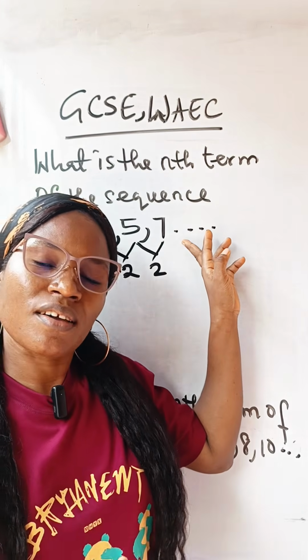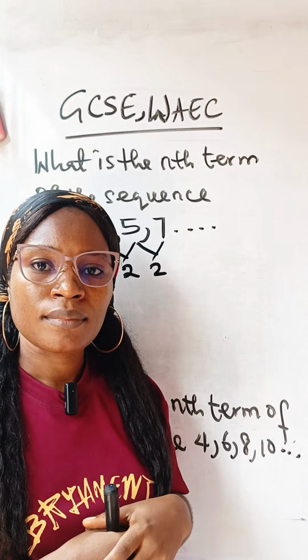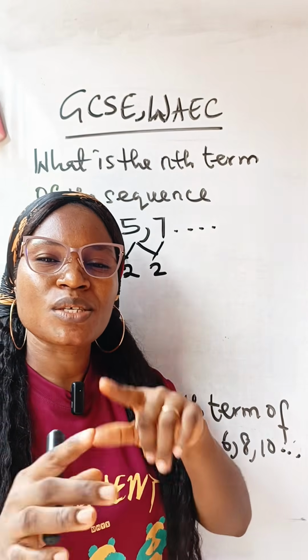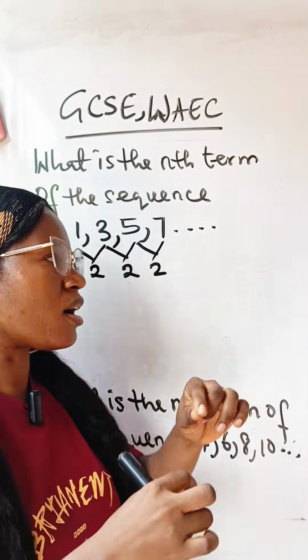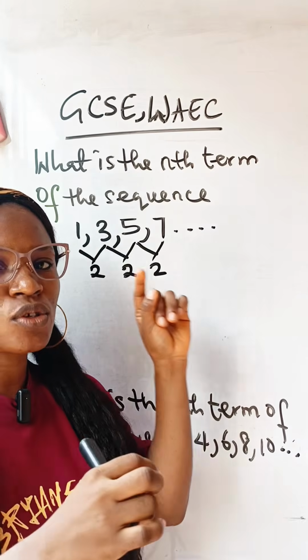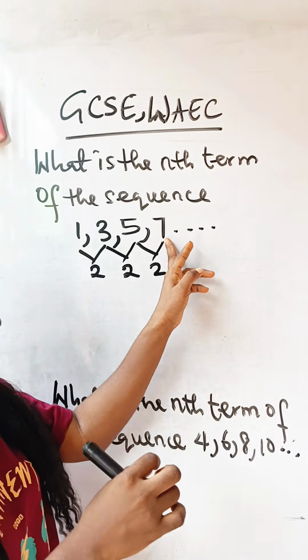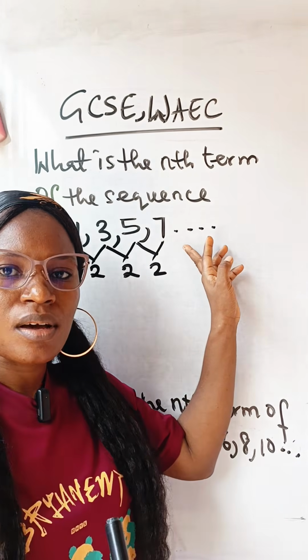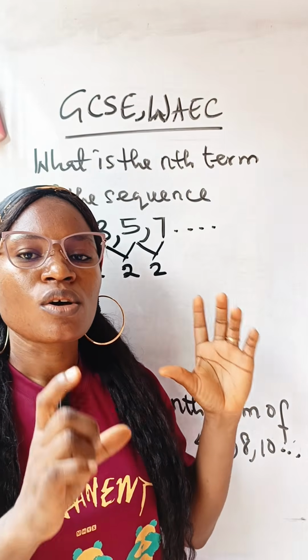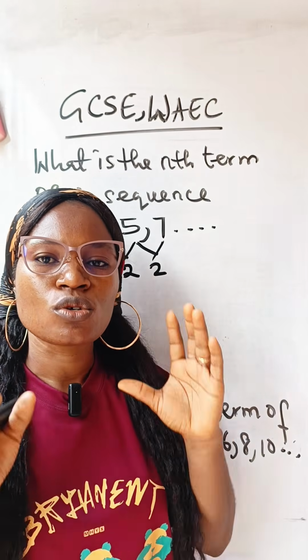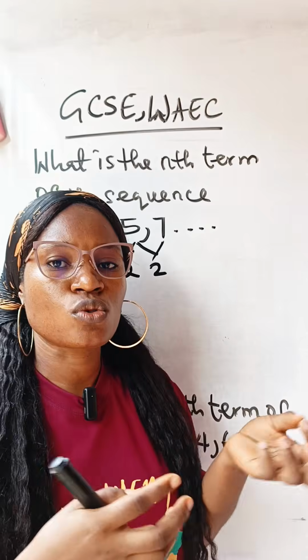But what if I tell you to give me the 100th term? Can you give me the 100th term? That is where you need a formula. There must be a formula that is governing this, that once you put in the position, for example, if I put in the 4th position, I'll get 7. The number in the 4th position, I will get 7. So that is the formula they want you to form.